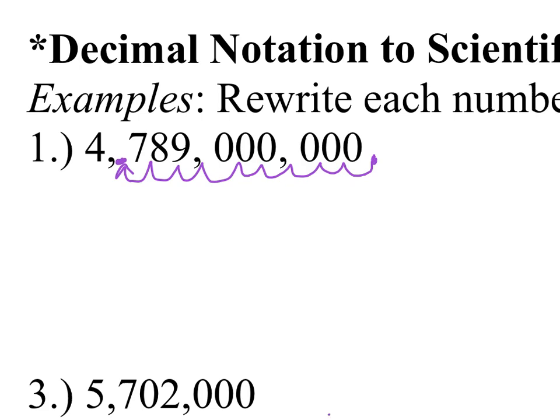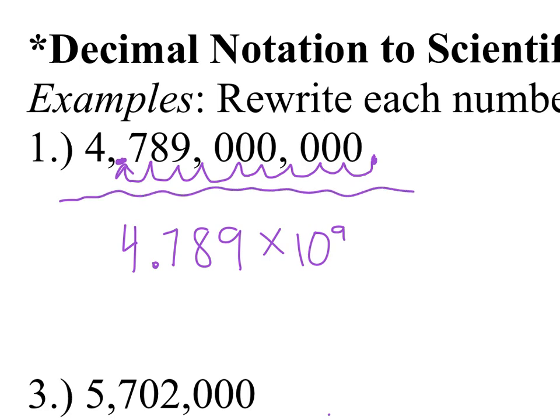So we keep the integers. So we keep 4, 7, 8, and 9, but it becomes 4.789. And if we moved it 9 values, it's going to be 10 to the 9th. So if you took 4.789 and multiplied it by 10 to the 9th power, you would come back with this value that you started with. So a really large number means that we're going to have a large exponent or a positive exponent.